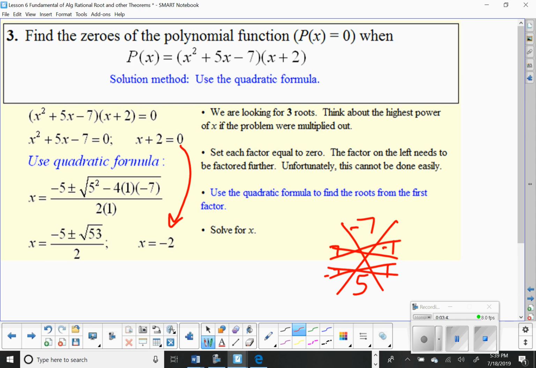Now, factoring is just easy. It's faster if something does factor. But again, I'm expecting 3 solutions. Why 3? X squared times the x would give me an x cubed. So my degree is 3, so I'm looking for 3 solutions. There's 2 here and 1 here. Plus or minus, that gives me 2.